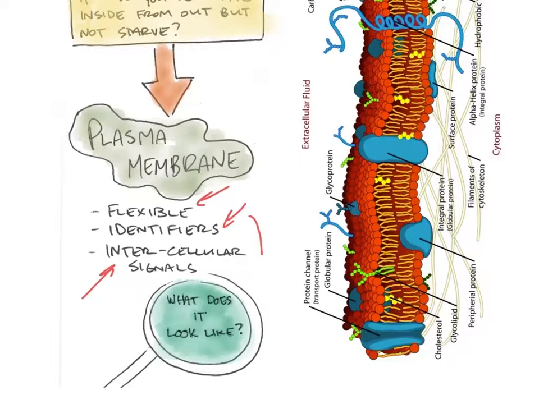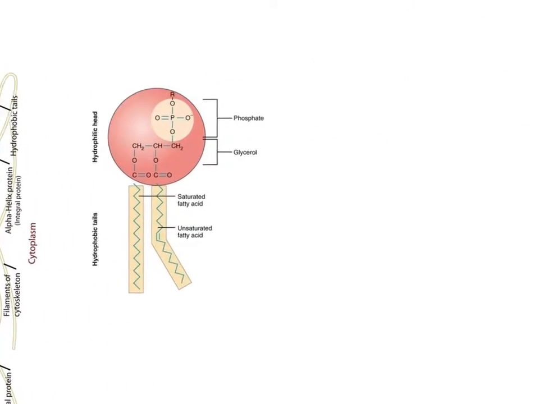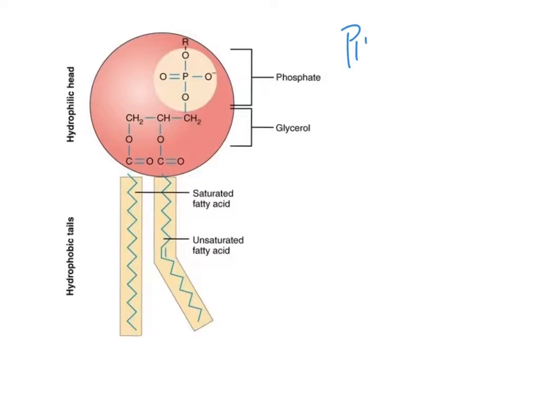So the big question is, well, what does this thing look like? All right, so you can see my big picture here. We're going to come back to that in a minute. We're going to start over here with this. This is the main component of the cell membrane, and it is called a phospholipid. You've probably seen that word before, but a phospholipid has got two parts.